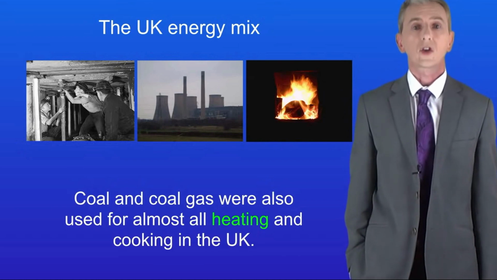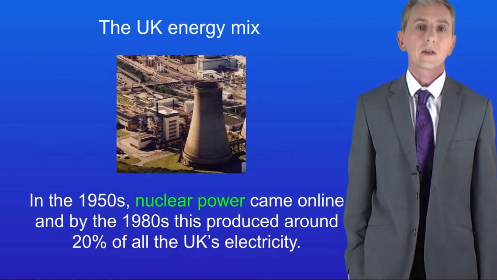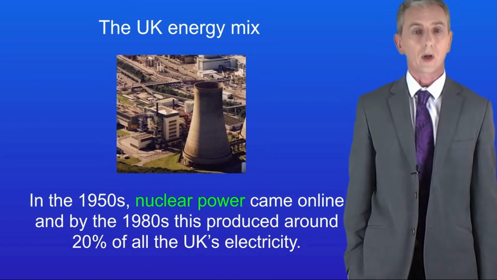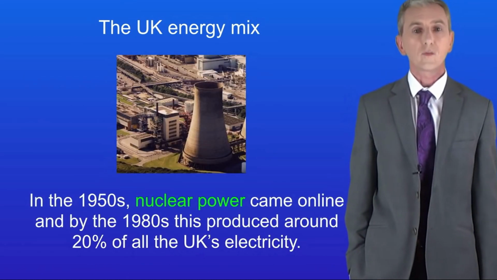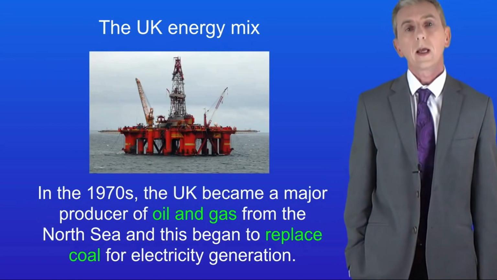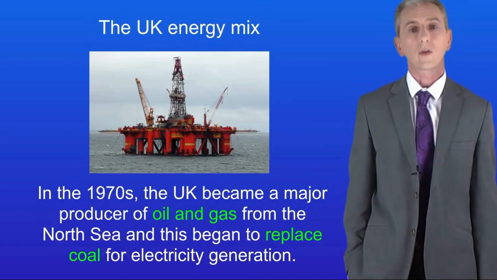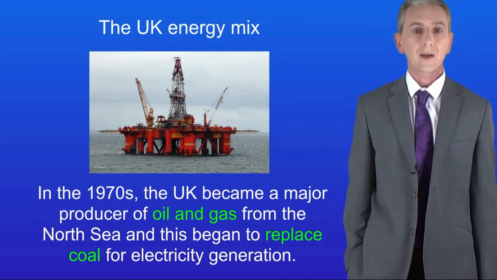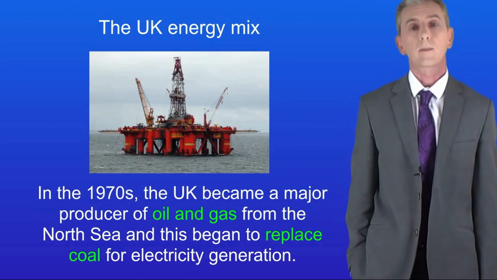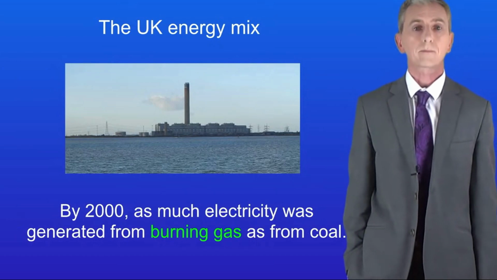Now, two big changes took place, which meant that the use of coal fell sharply. In the 1950s, nuclear power came online, and by the 1980s, this produced around 20% of all the UK's electricity. In the 1970s, the UK became a major producer of oil and gas from the North Sea, and this began to replace coal for electricity generation. In fact, by 2000, as much electricity was generated from burning gas as from burning coal.